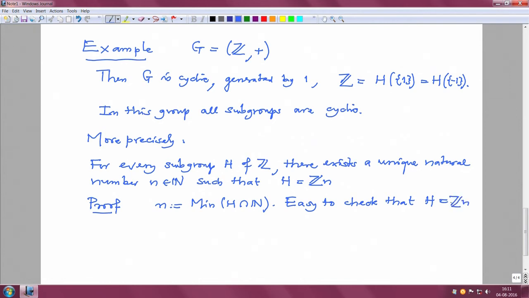For this equality, one inclusion is obvious. This inclusion is obvious because n is in H, therefore all multiples of n are in H. Conversely, for the other inclusion, use the division algorithm, division with remainder.